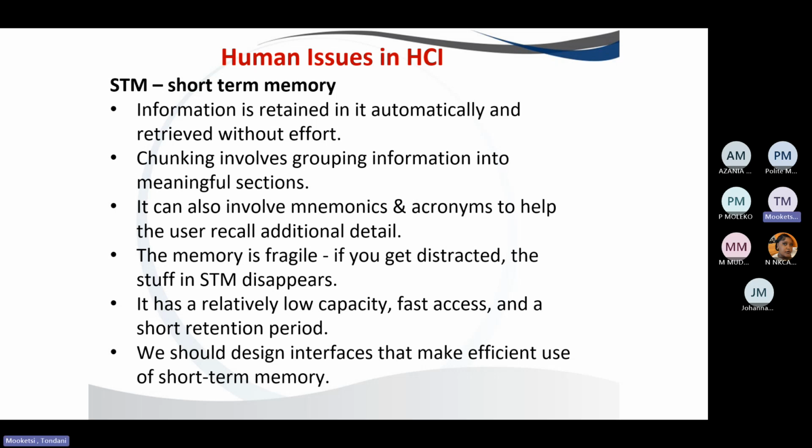One thing about memory is that it is fragile. If you get distracted, then the stuff in the short-term memory disappears. So this is what happens. If you have memorized something, let's say you're going to write a test, you memorize something, and if you get distracted, then that information disappears because it is stored in the short-term memory. So short-term memory has low capacity, fast access, and a short retention period.